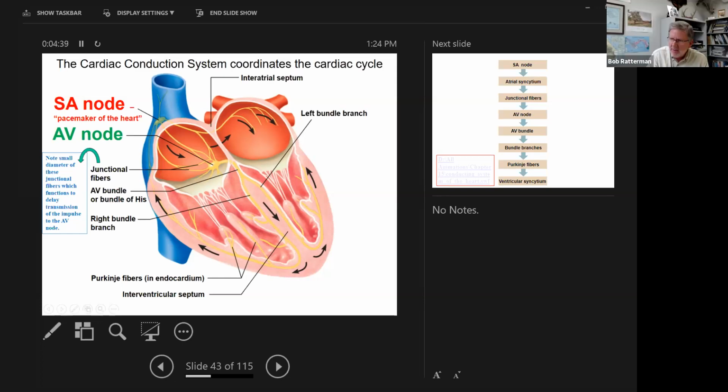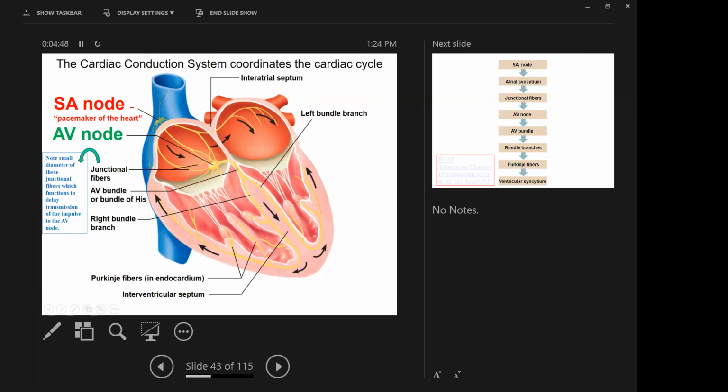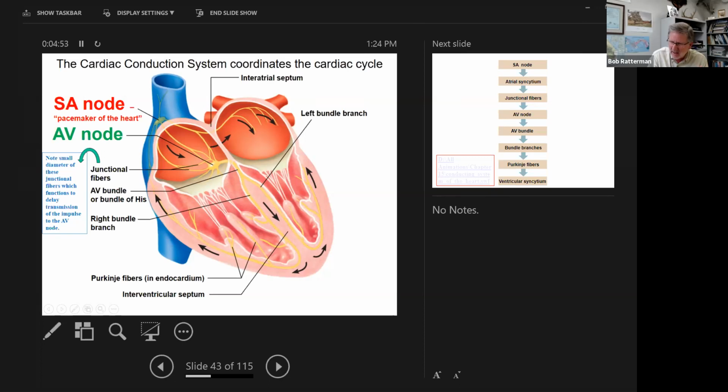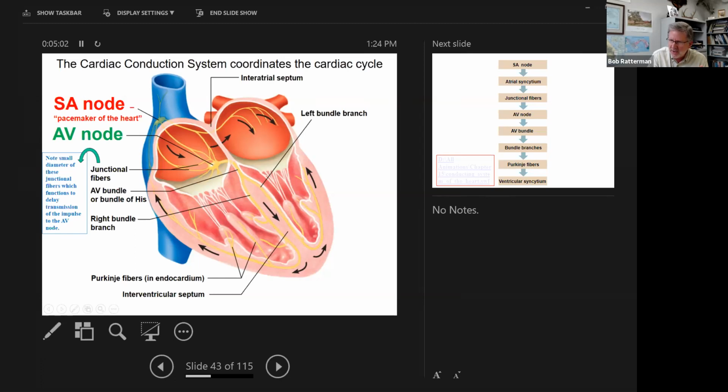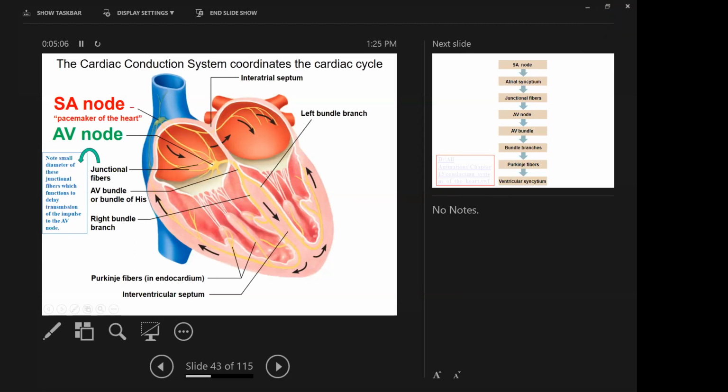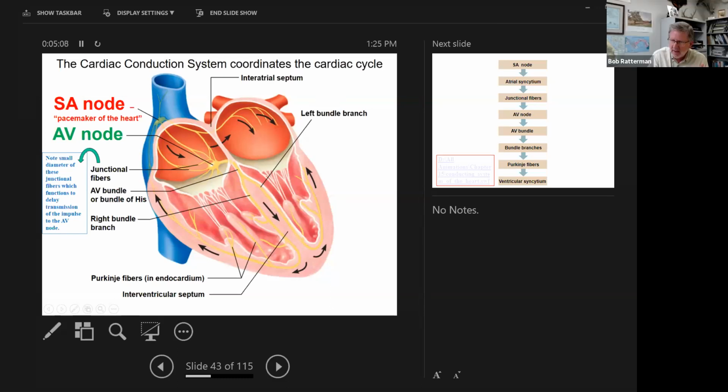Now, when the impulse gets to the base of the right atrium, very near the interatrial septum, there's another piece of part nervous tissue, part cardiac muscle, called the AV node, or atrioventricular node. So we talked about AV valves, right? Same word, atrioventricular node.